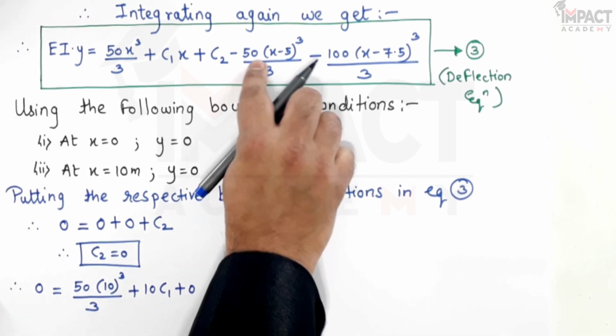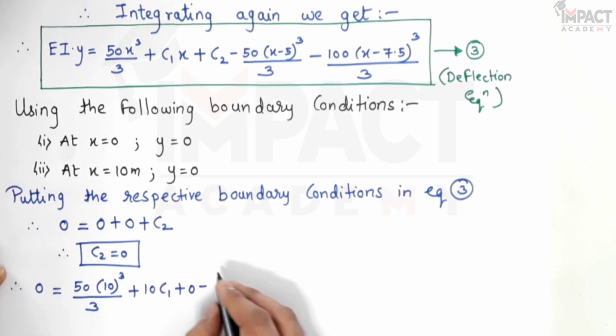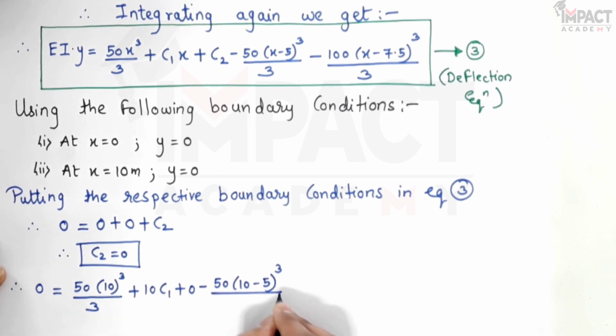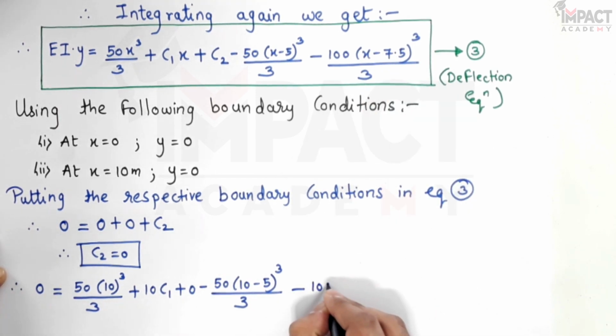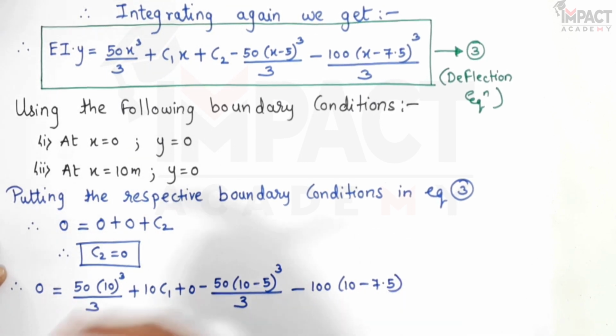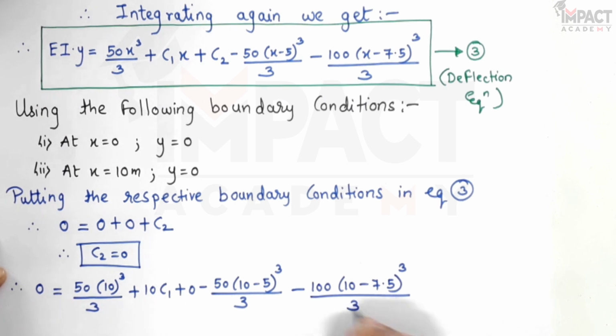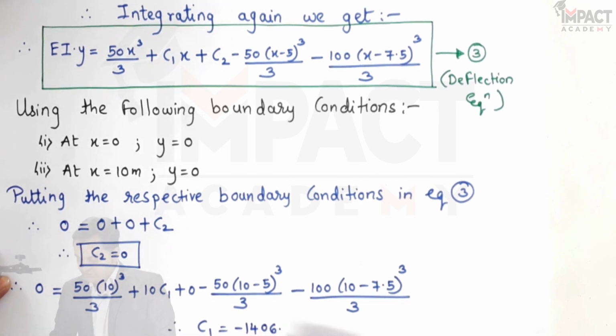Now again check the bracket, here it is 10 minus 5, so positive, so I have to consider this bracket. Even on this term, this bracket is giving me a positive answer when I put x equal to 10, so it has to be considered. Otherwise, if the answer would have been negative, neglect those brackets. So when I solve this, I'll get my answer of C1 from this equation as 1406.62.